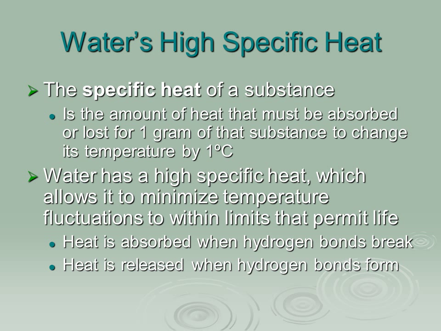And again, I like examples. So water has a high specific heat, which allows it to minimize temperature fluctuations to within limits that permit life, right? If you're living, you can't get too hot, you can't get too cold. The human body, or any animal body or living organism, requires a certain range of temperature to survive.